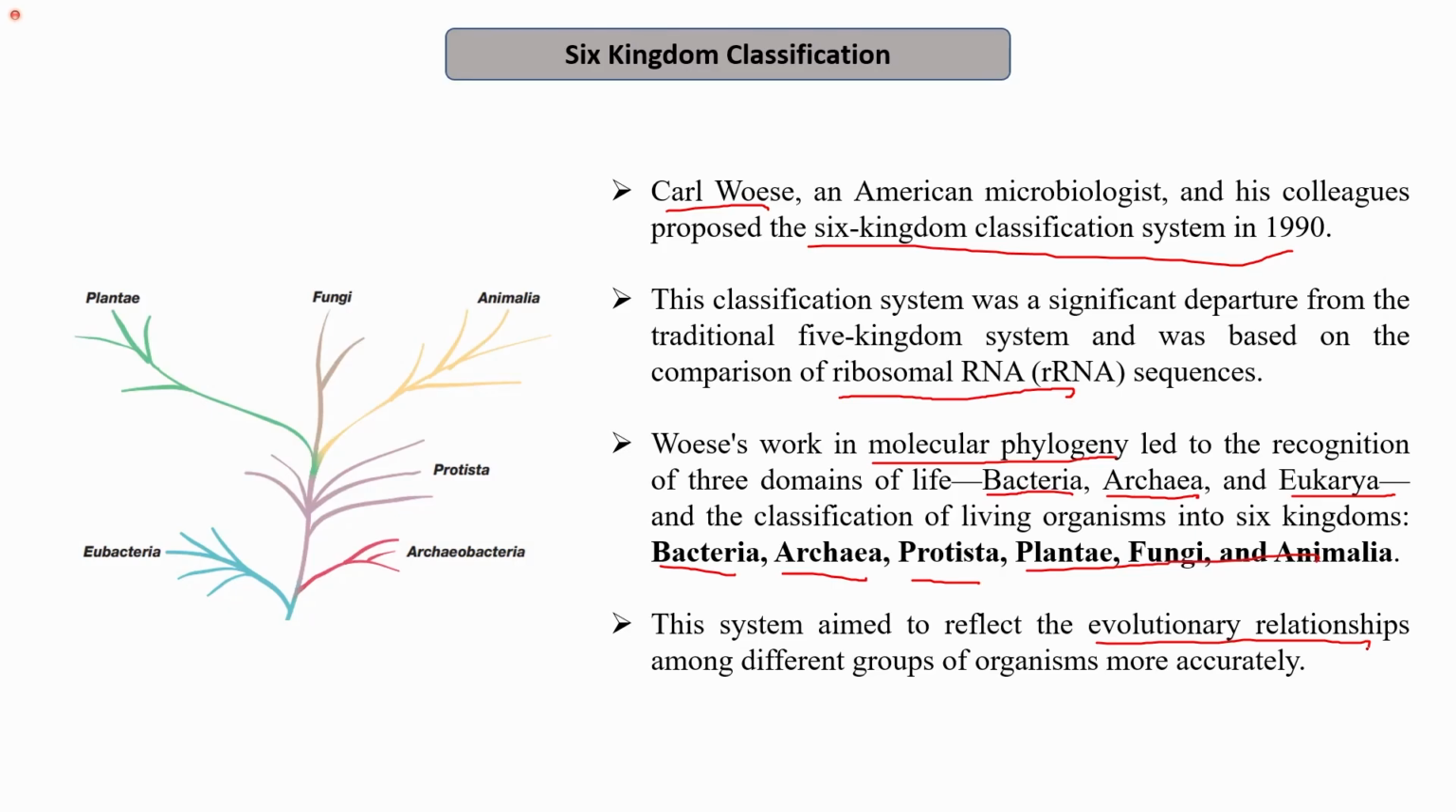Based on this, we can identify the molecular phylogeny of the organism, its evolutionary history, and therefore based on that, Carl Woese put them into 3 domains of life, as I mentioned, bacteria, archaebacteria, and eukarya, which can further be said into the classification of organisms into 6 kingdoms, that is bacteria, archaebacteria, protista, plantae, fungi, and animalia. So this was about the 6-kingdom classification.